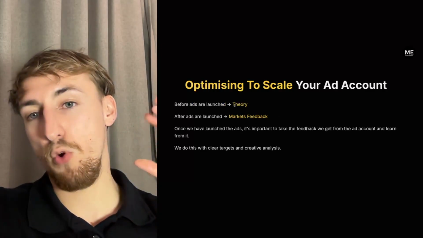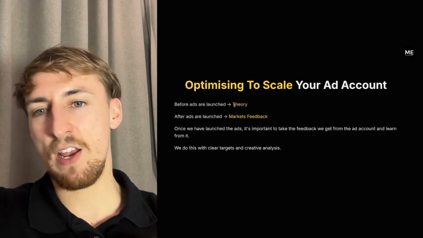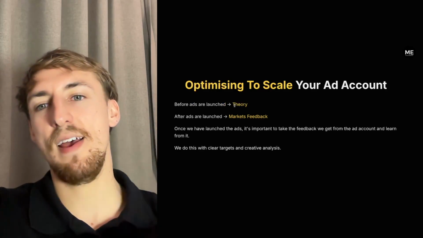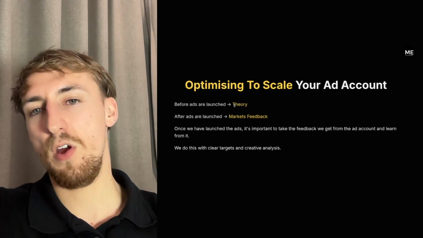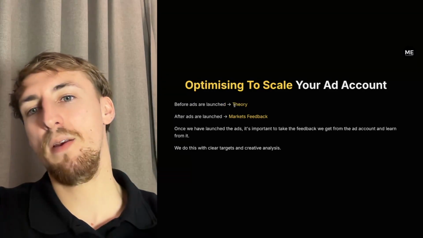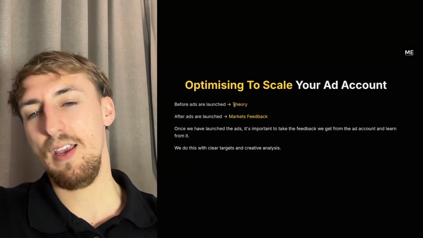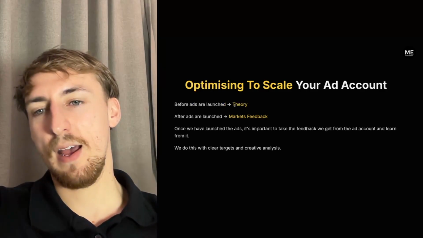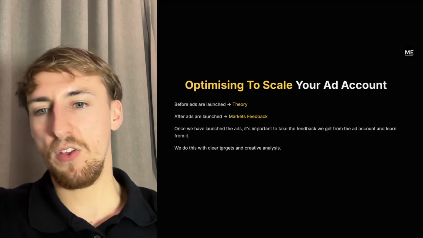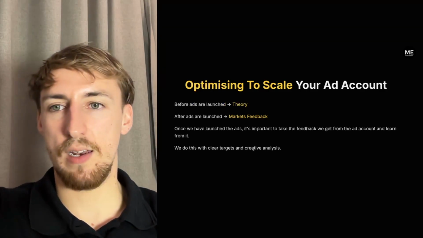Stop going off your thoughts and theory once you've got the data in the ad account. Or, of course, always test new things, but the main lever you want to be pulling once you're finding winning ads is using that feedback and building from it. And we do this with clear targets and creative analysis.